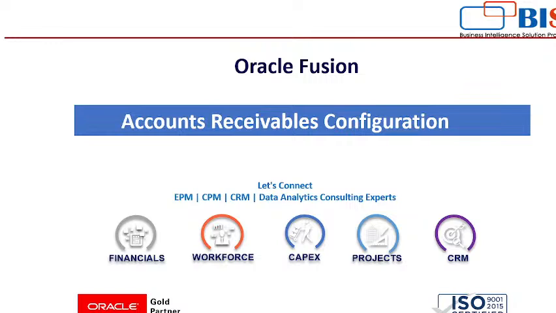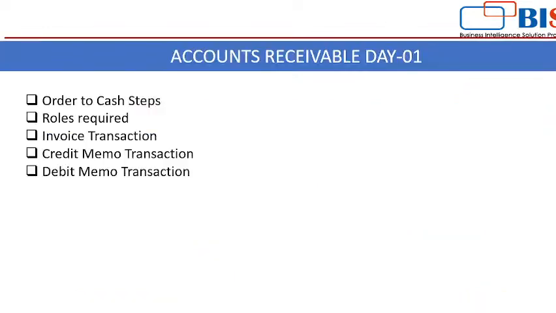So in today's video, we will discuss the configurations that we have to do in the Fusion application for the accounts receivable module. We will discuss the order to cash steps. Then we will discuss the roles required by the user to perform tasks related to the accounts receivable module in the Oracle Fusion application, and then we will see the transactional process that takes place in the Fusion application for the AR module. We will discuss how to create the standard invoice, credit memo and debit memo.